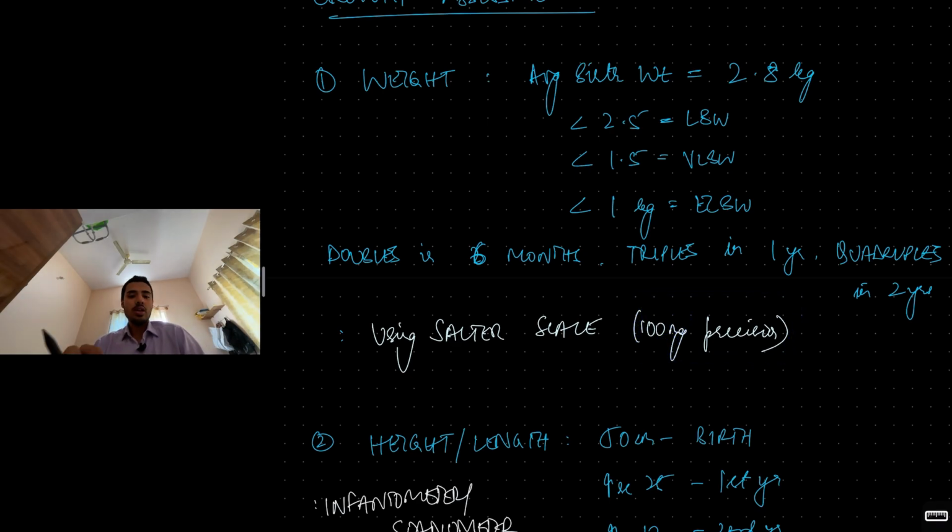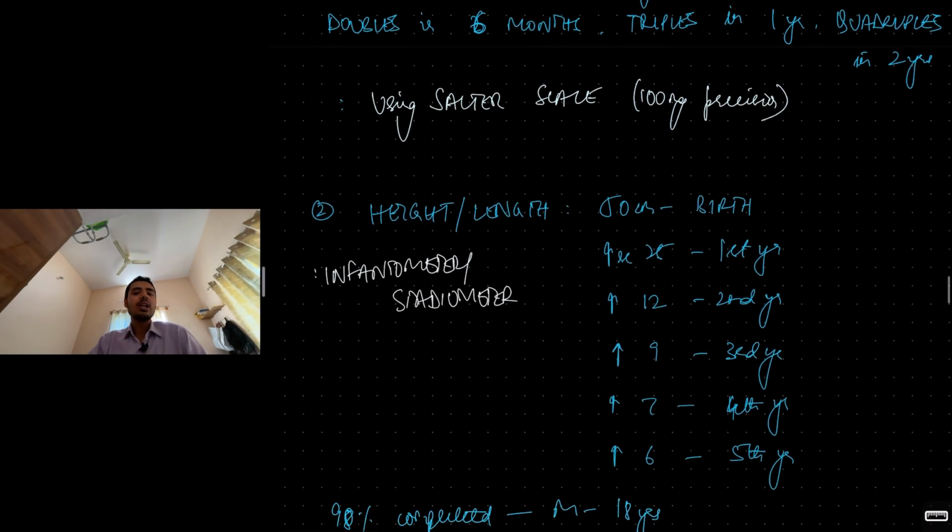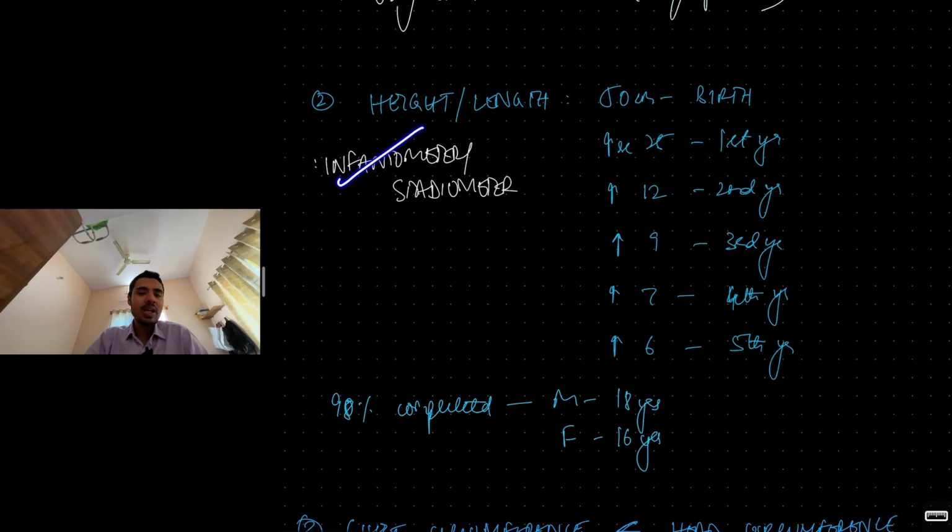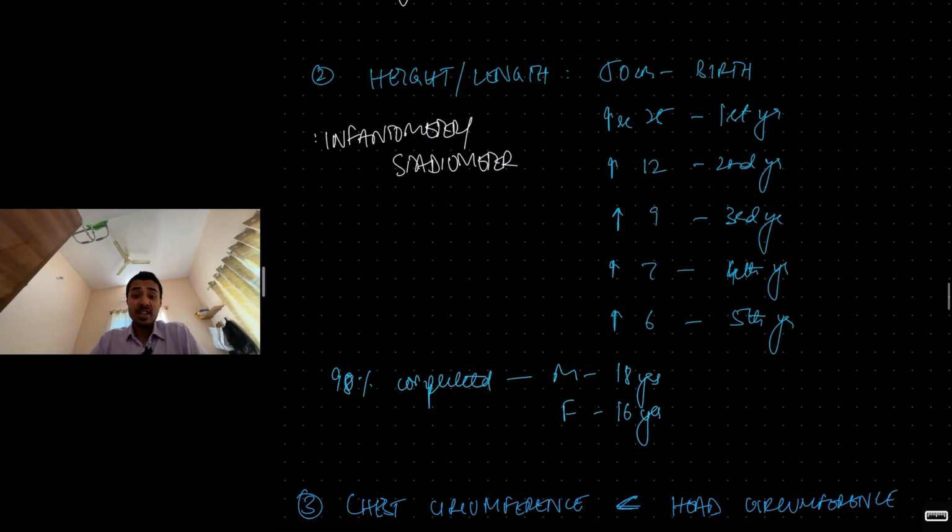So that is weight. Then coming to height. Height or length, we will measure using an infantometer. Length you will measure using infantometer. Height you will measure using stadiometer. Supine position length, standing position height. So 50 centimeter at birth. Length is about 50 centimeter at birth.